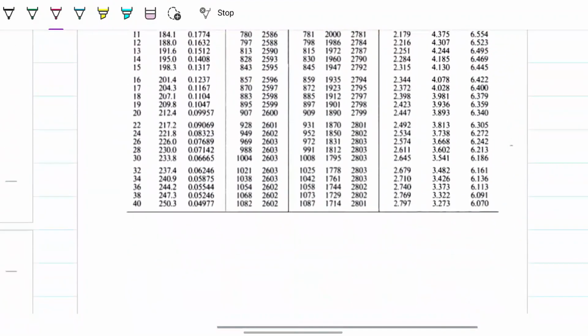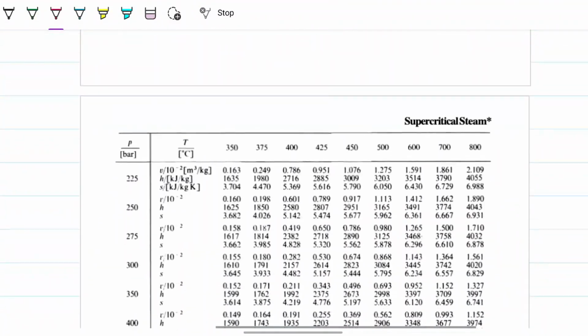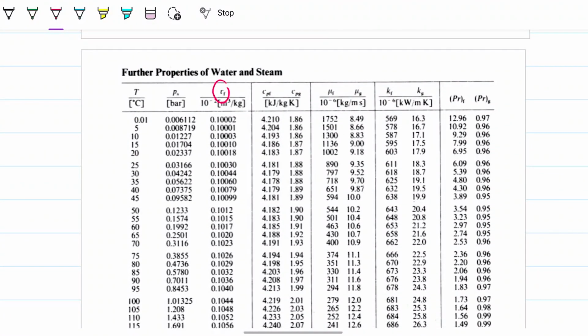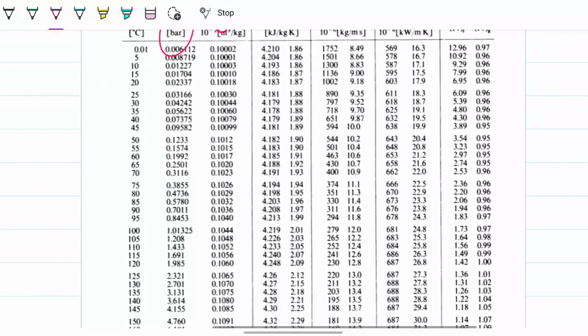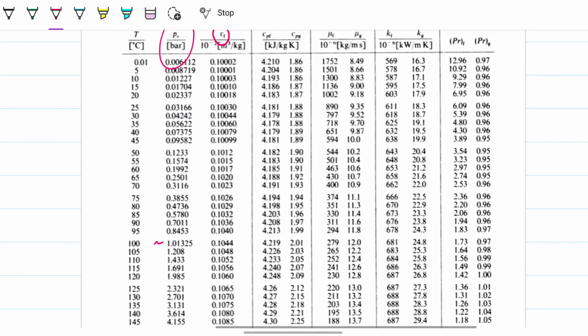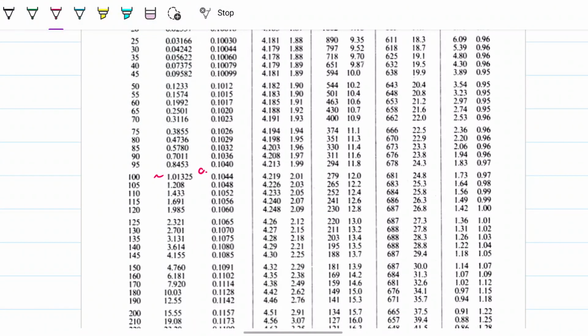Now we need to go to another table to check for the liquid one, and that's why I don't like this one that much. It takes you longer. This is the one we're looking for now. Same thing, I need to look for 1 bar. 1 bar is here, approximately, and there you go. There's a 10 to the minus 2 here, which is tricky too. So it's 0.001044. Again, this is smaller than the 0.6057.